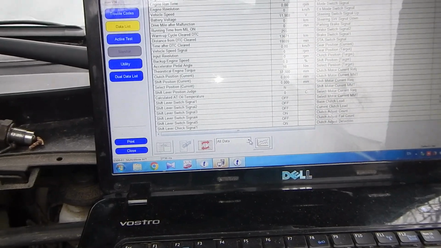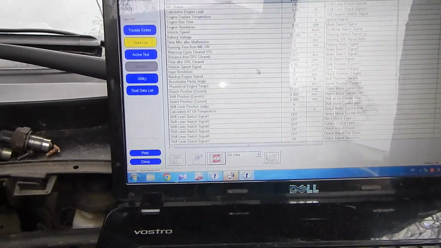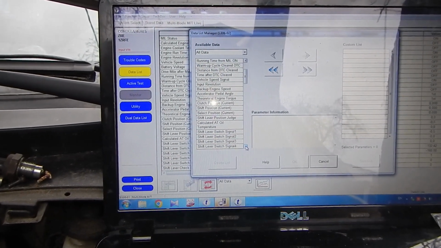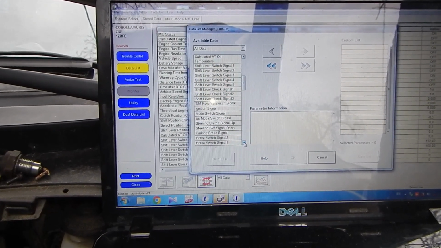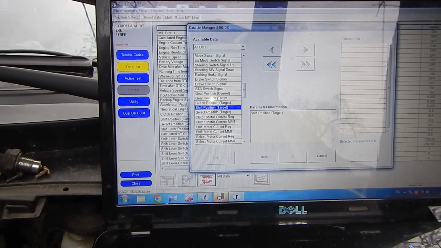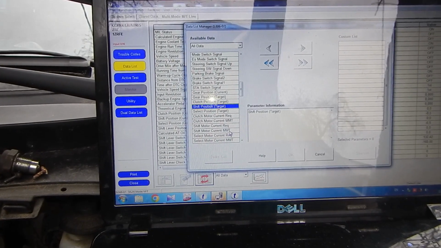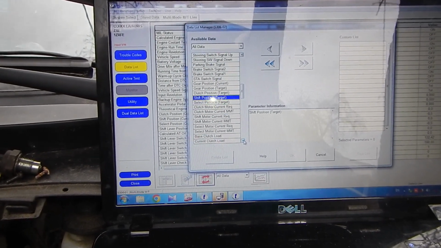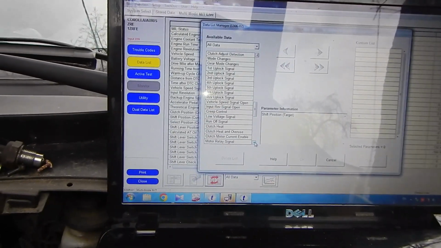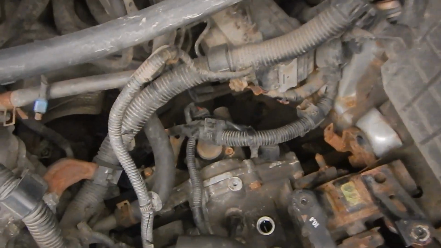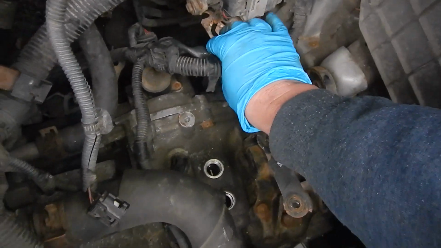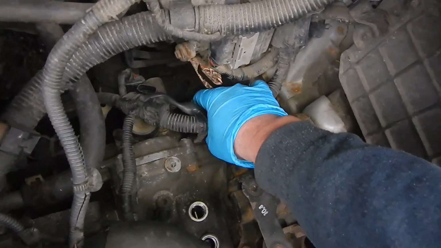Now I need to find what I need. I need a custom list. Shift, select and shift position, not shift. Okay, let me tell you, this is the select and this is the shift. I removed it. Okay.